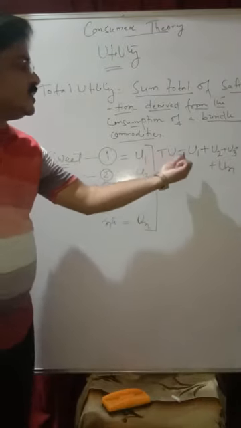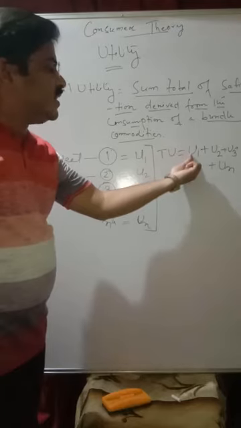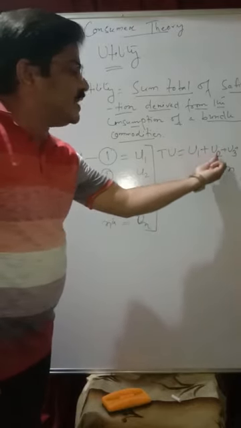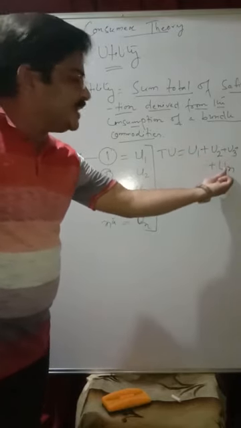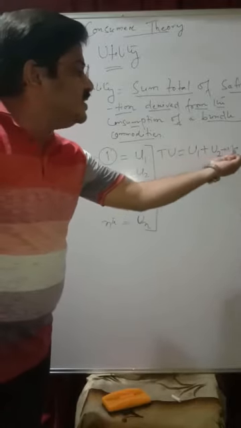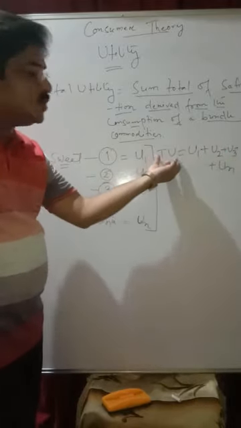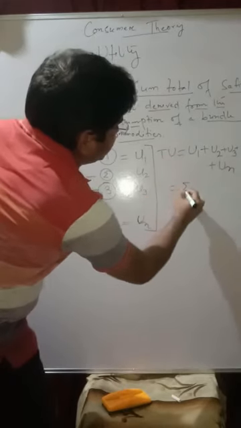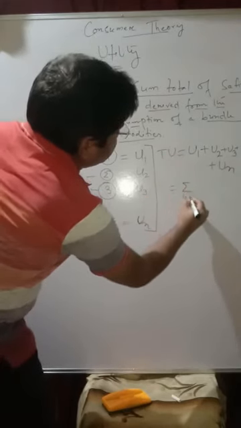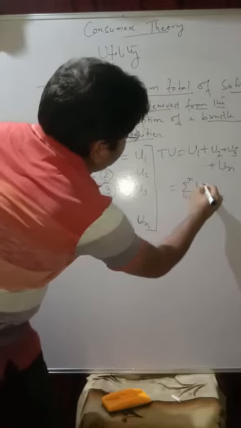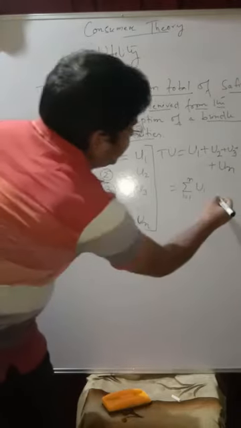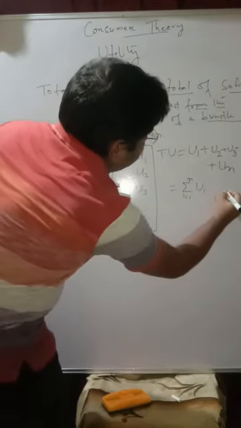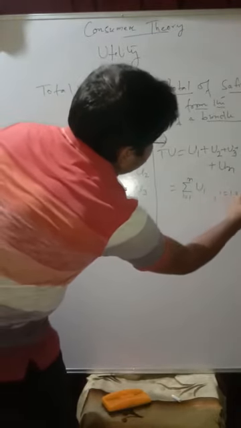In that way, if you consume the nth unit of sweet, then this is the sum total of your utility. That is, total utility is equal to utility from the first unit, utility from the second unit, third unit, up to the nth unit, and if you add up all these utilities, then it is equal to your total utility. So total utility is equal to summation i equals 1 to n of Ui, so here i is equal to 1, 2, up to n.